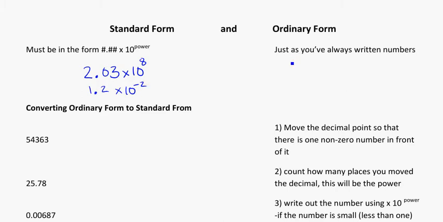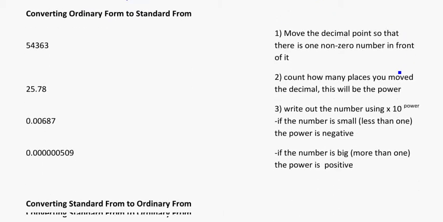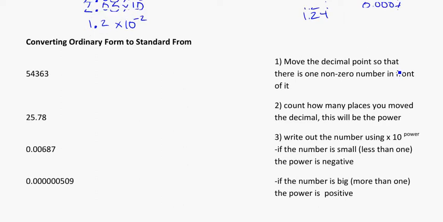Ordinary form, nothing special, it's just like we've always written the numbers. So, for instance, 2,346, or 1.24, or 0.0007. So, what we sometimes need to do is convert from ordinary form into standard form. So we're going to take a look at that as an example.